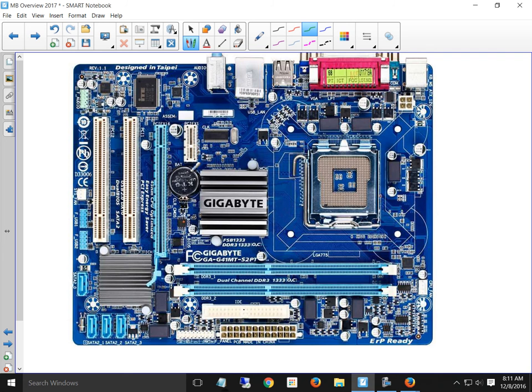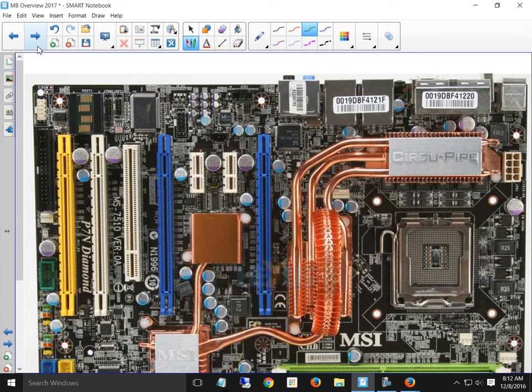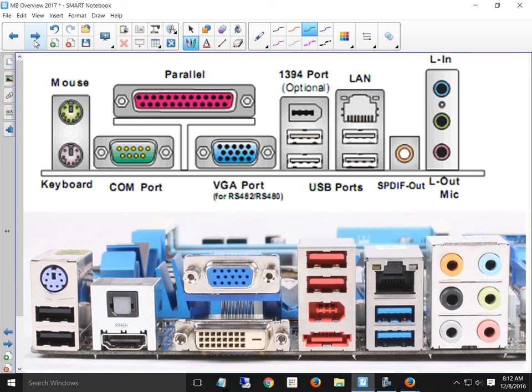Again, North Bridge, South Bridge. Big, huge North Bridge on this one. Intel processor, little tiny South Bridge down here when I look at that one.